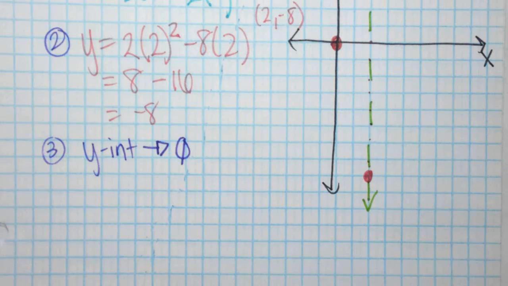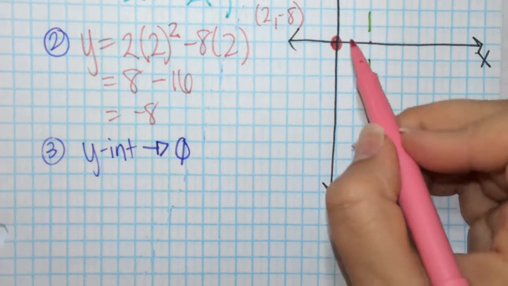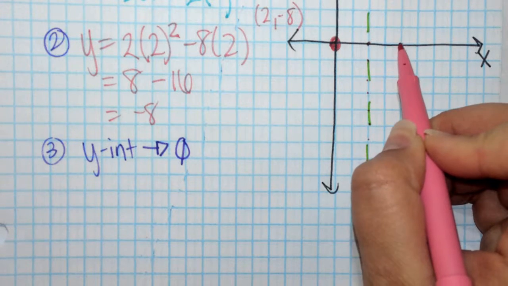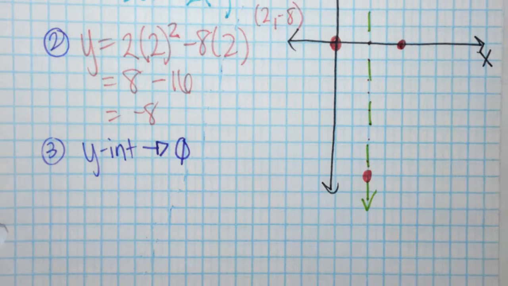Yeah, it just reflects. We have to reflect to where? The other side. So if it's 2 units away from here, how many units does it have to be away over here? 2.